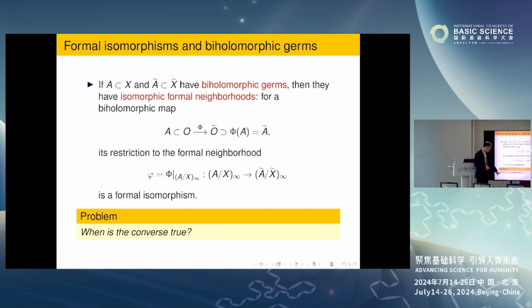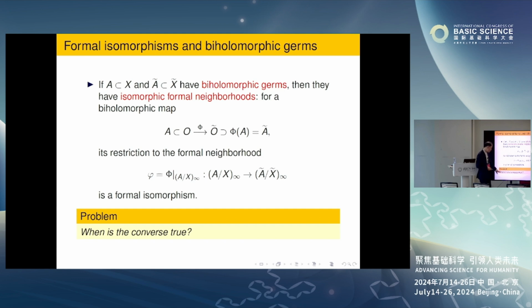So the natural question is, when is the converse true? Suppose the two submanifolds have formally isomorphic formal neighborhoods. Does it imply that they have biholomorphic germs? That is a natural question. And in Grauert's terms, a condition like this, formal isomorphism, is a calculable condition. For example, when A is an algebraic variety, an algebraic submanifold, then this condition is an algebraic condition. So it's something you can compute and check.